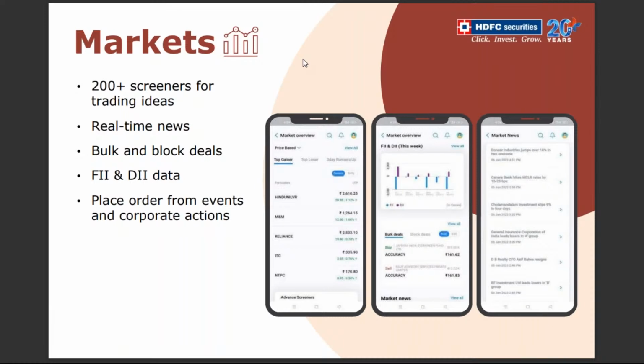in the coming days. And you can place orders from events and corporate actions also. For example, if any buyback is happening, or you want to place an order for an IPO, you can place the order right there, for any kind of corporate action, based on the trends and requirements. You can place the orders in the markets page. So this markets page is a very interesting and important page where you can get more details about the market. So that is very important.